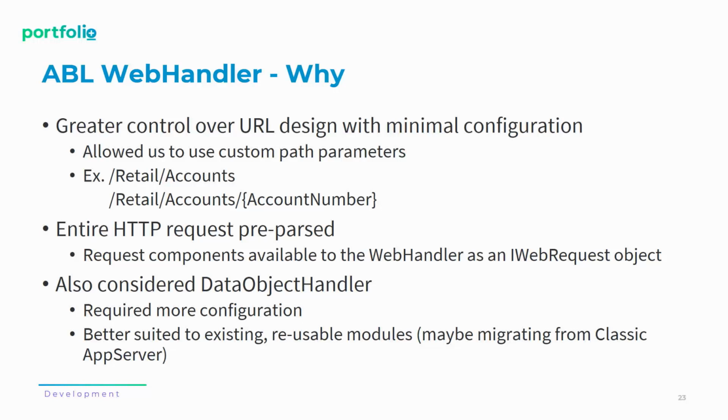Also, we're an ABL shop. Our developers understand ABL, so we wanted to be able to get in there and write the code. And that's kind of where the decision ends up being, right? Do you want to write the code yourself and directly use ABL web handlers, or do you want to let the data object handler do it and just write JSON configuration? I think both are good choices, but that's kind of why we ended up with this.